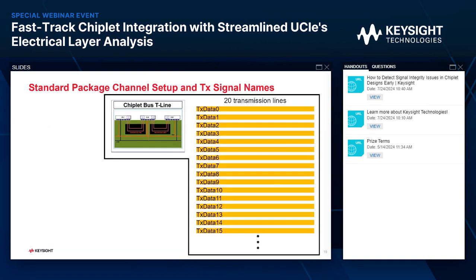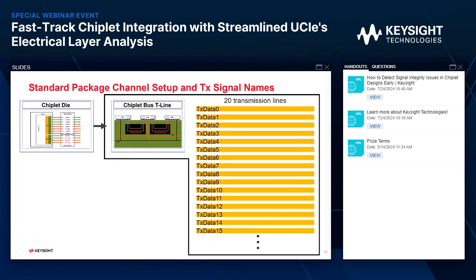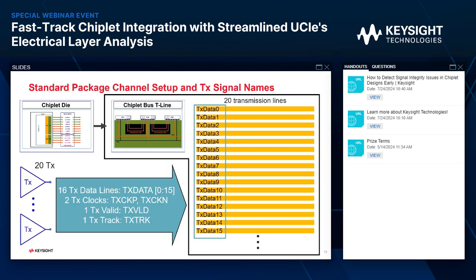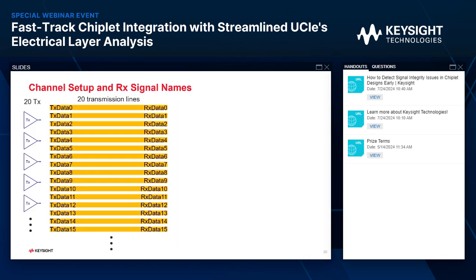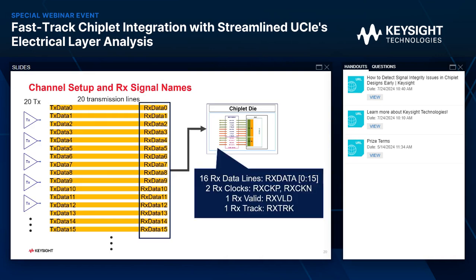Moving on to our link setup on the transmitter side, we have our 20 transmission lines for 16 data lines and clock lines and valid and track on the right here. On the left, we will create a chiplet die component and set up 20 TXs and send the data through these ports. On the right of these transmission lines is the RX data, where we'll put another chiplet die and corresponding receiver data lines, clocks, and valid and track.